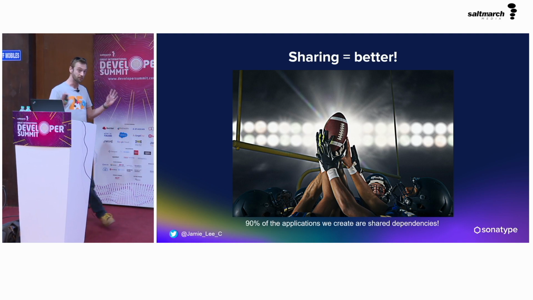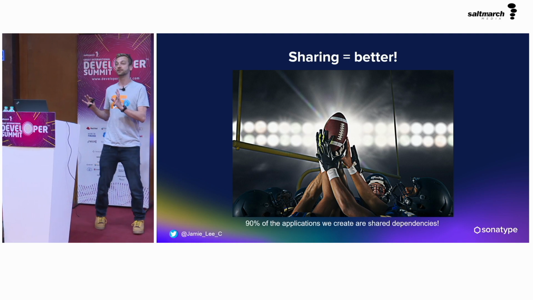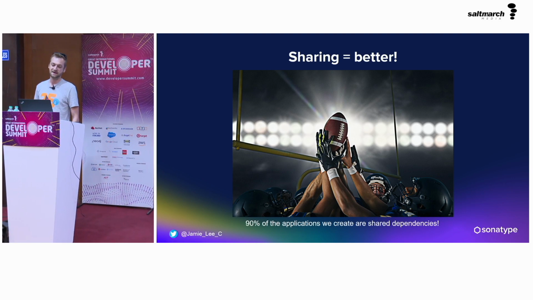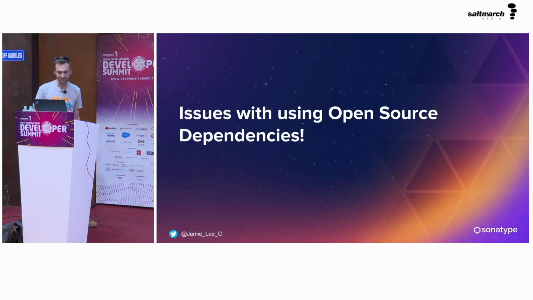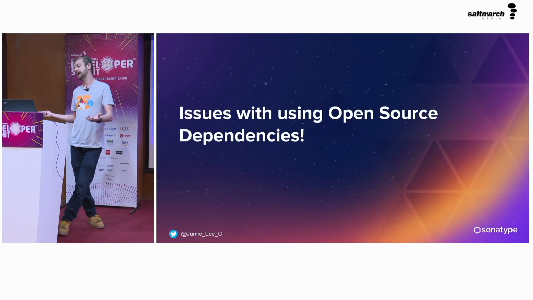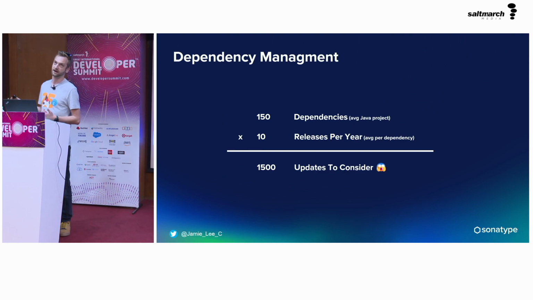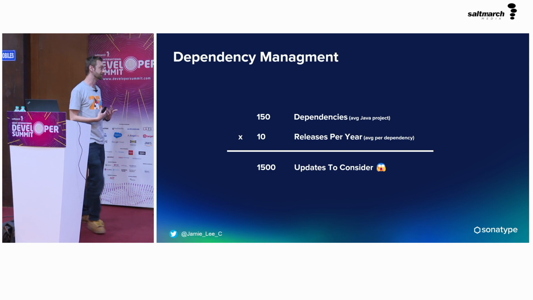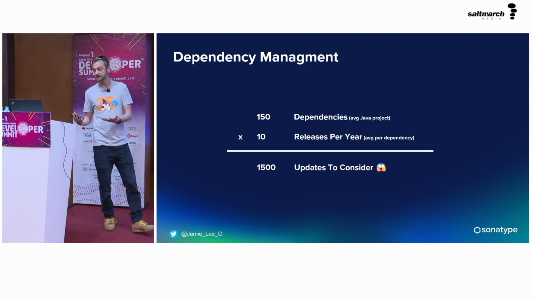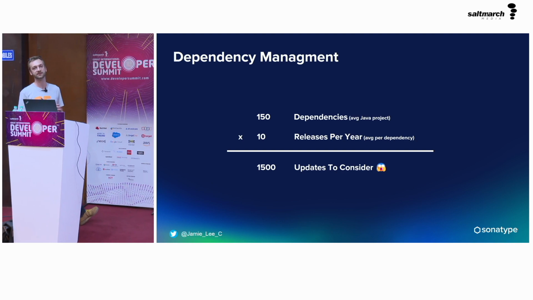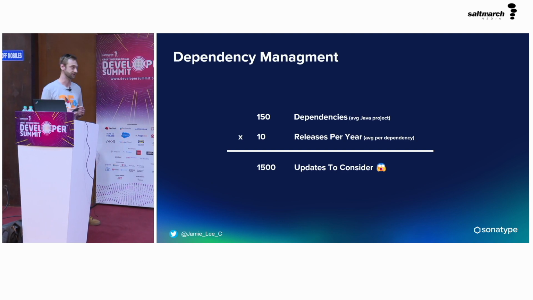We derive that from somewhere around the planet, someone wrote that code, and we're just hoping everything's great, everything works. But that can have lots of problems. So what are these problems? Well, first of all, if you're in the Java space, an average Java project will have around 150 dependencies. Those dependencies will have about 10 different releases per year. So now we have 1,500 updates to consider for all our applications in Java, right?